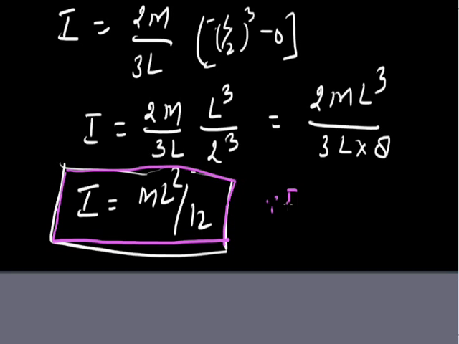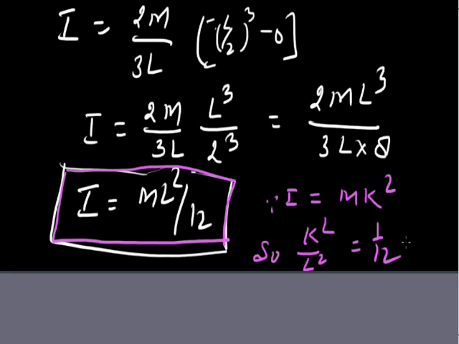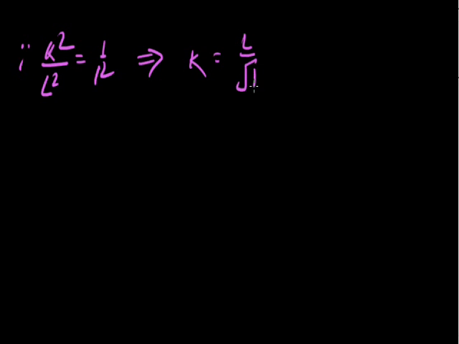Because I is mk square, we can write k square upon L square is 1 by 12. It implies, what is the value of k? k will be L by square root of 12.